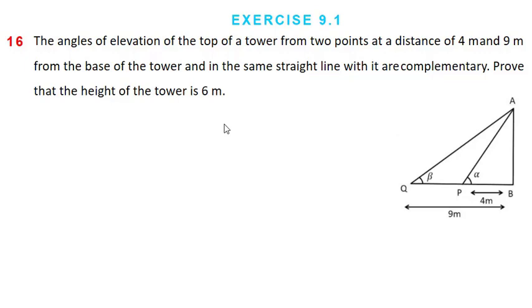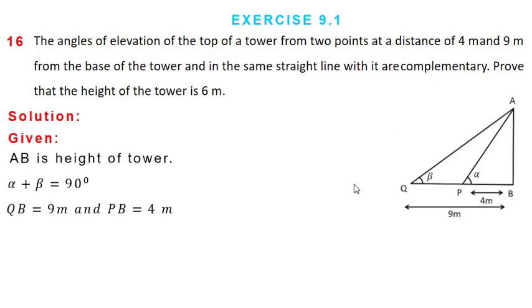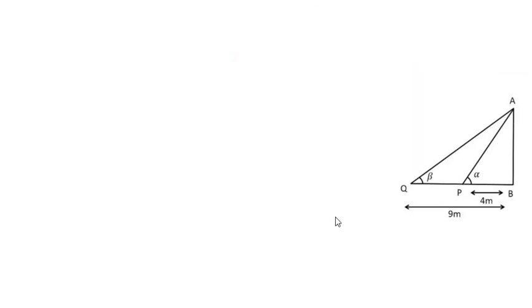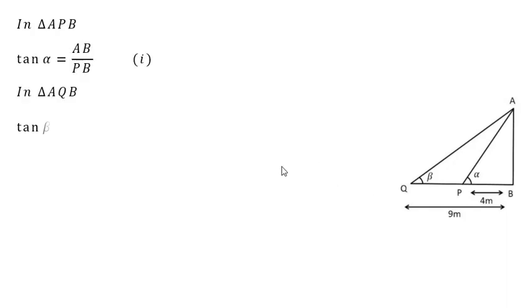Now as you can see in the diagram, when I see the tower from a distance of 4 meter and at a distance of 9 meter, I am making some angles, alpha and beta. Their complementary angle, that is alpha plus beta, is given as 90 degree. What I have to prove is that the height AB is 6 meter. Now I will take triangle APB, in that I have a relation of tan alpha, and I will take triangle AQB, in that I have a relation of tan beta.